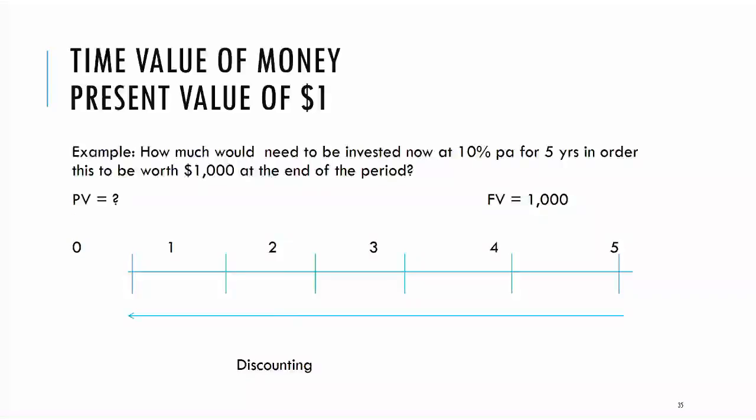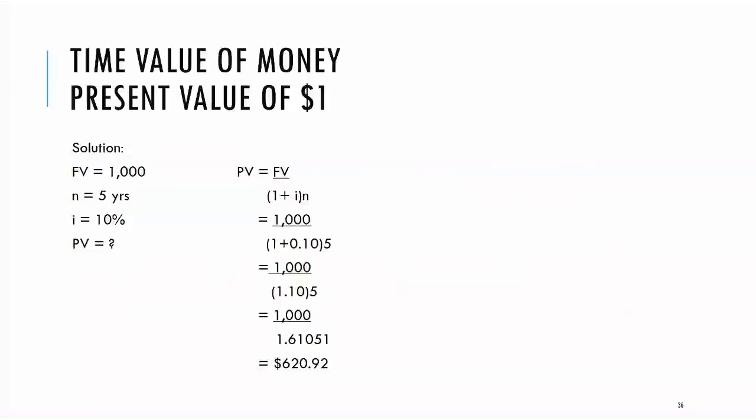Another example with a different rate. How much would need to be invested now at 10% per annum for 5 years in order to be worth $1,000 at the end of the period? Future value is $1,000, 5 years' time, interest rate is 10%. Present value, how much is the present value? Use the formula. So it will be $620.90. Right.